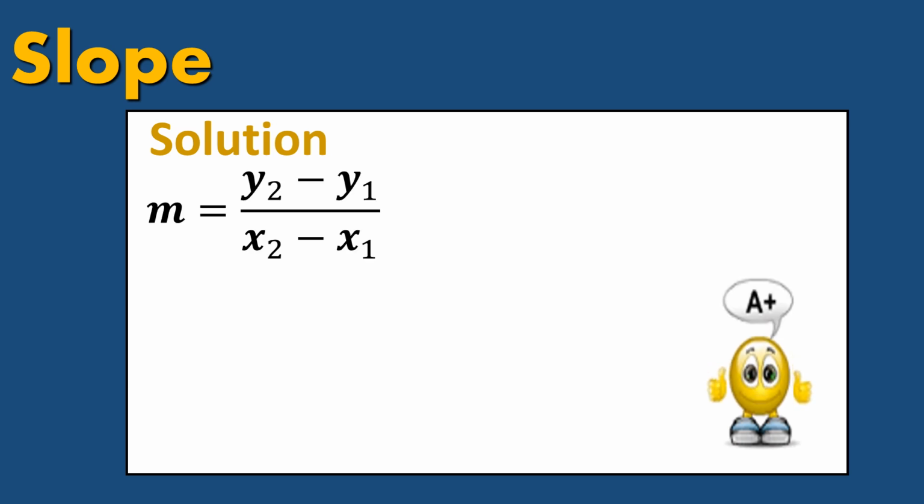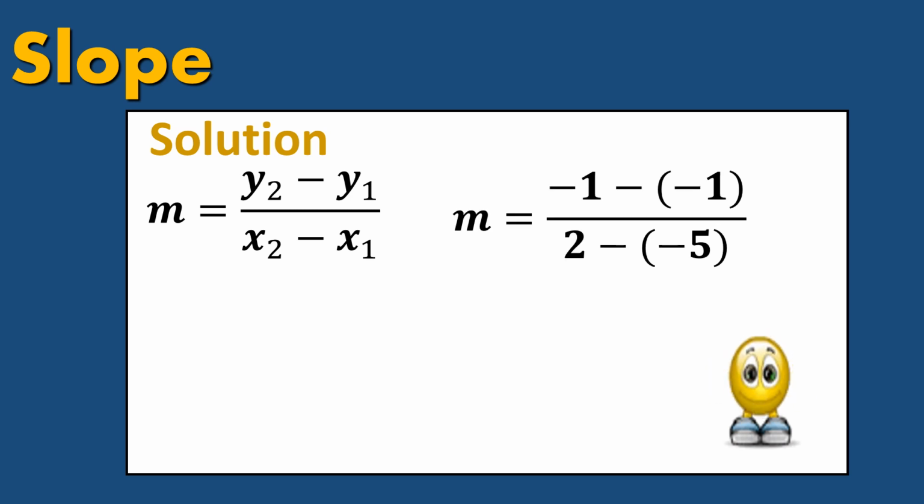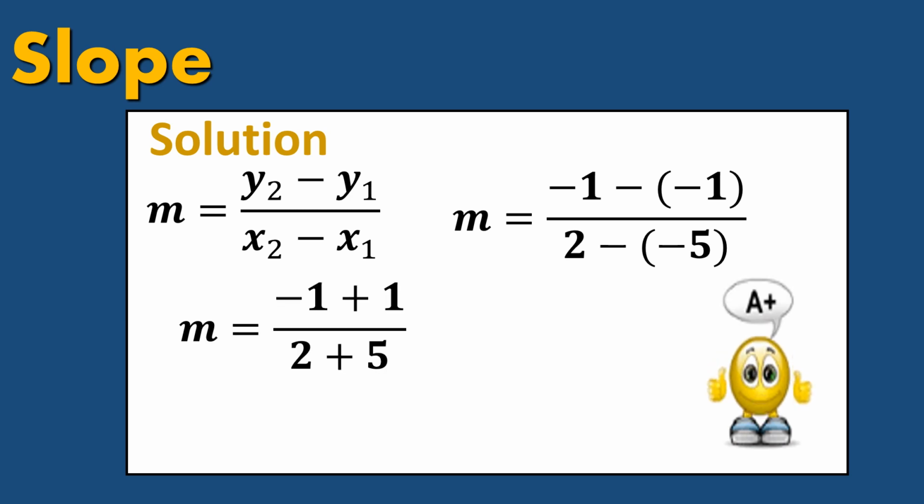Again, we substitute in the slope formula. Thus, we arrive with (-1 - (-1)) all over (2 - (-5)). If we simplify it, we will arrive with (-1 + 1) all over (2 + 5), which is equal to 0 over 7, and our final answer is equal to 0.